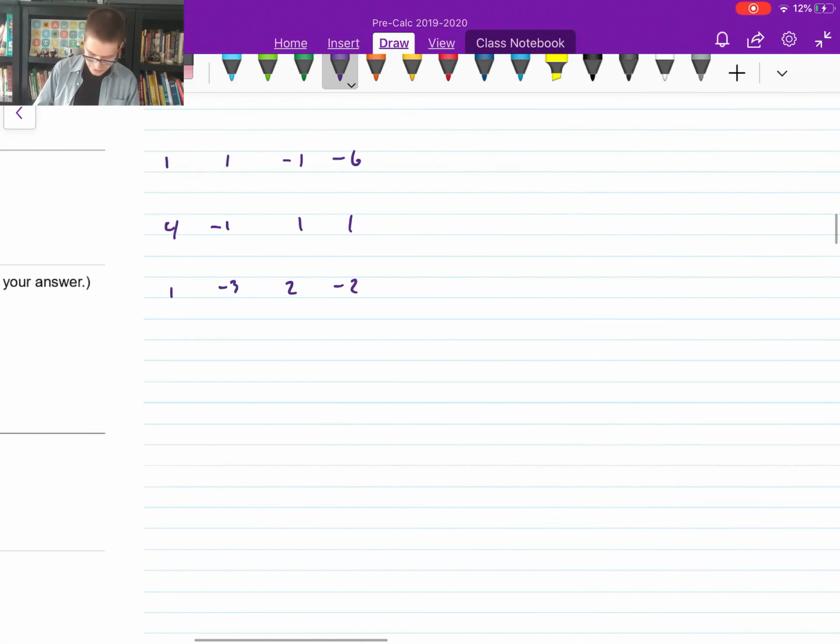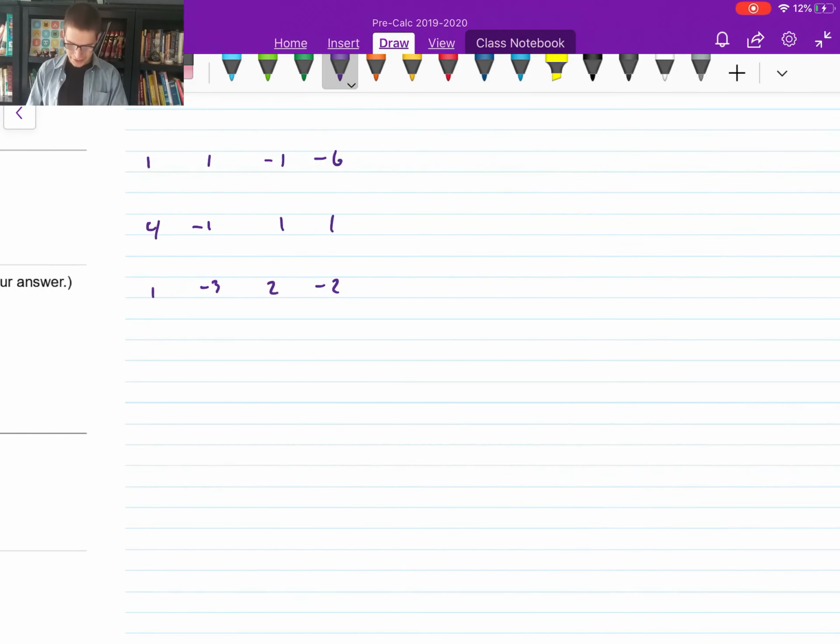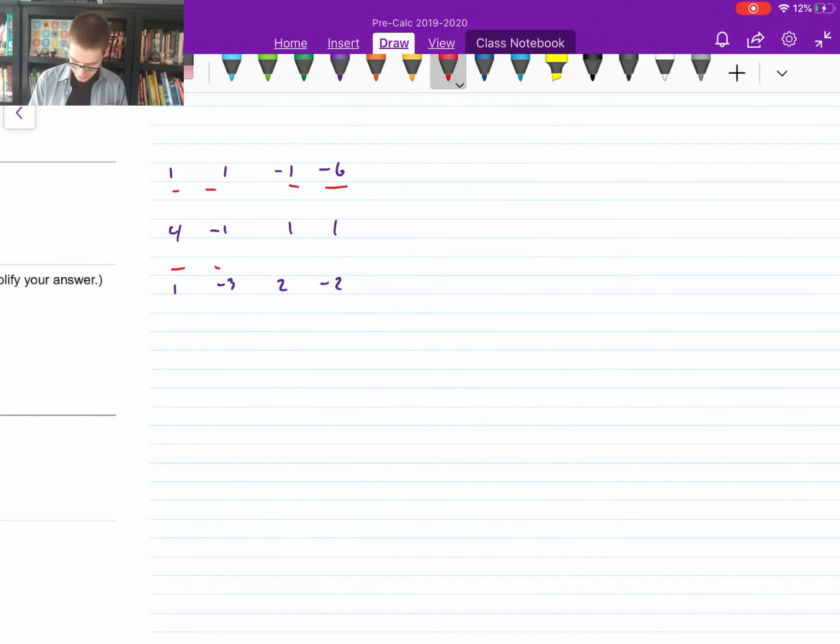So now we just do the same process as before. Just to do a little bit of shorthand here, I can subtract row 1 from row 3, and I can put that answer in row 3.